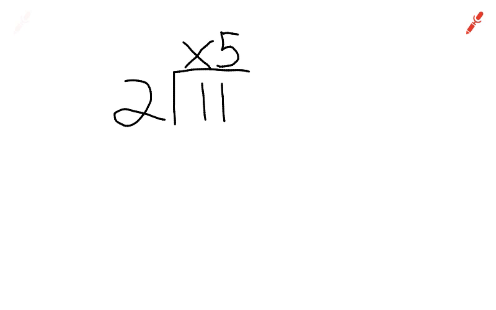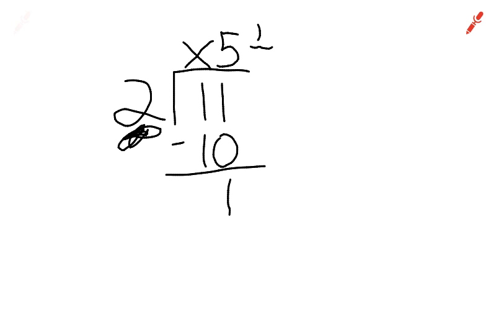1e, 11 divided by 2. 2 does not go into 1. 2 does go into 11 5 times. 2 times 5 is 10. We now subtract. And for the 5th time in a row, we have 1. This 1 becomes our numerator, our top number of the fraction, and the 2 becomes our denominator. 5½ is our answer.